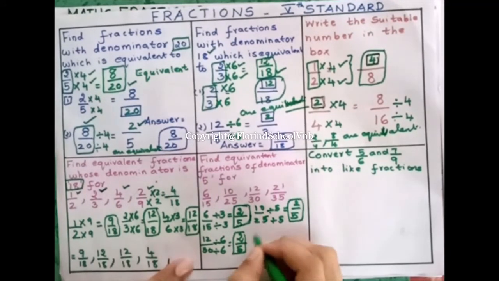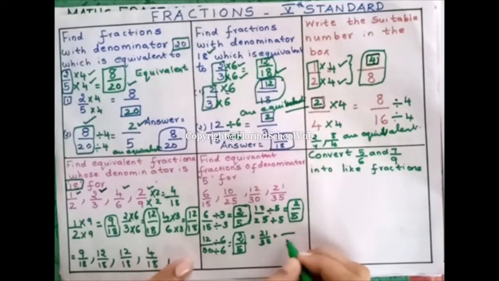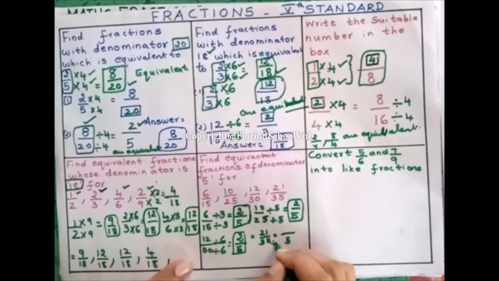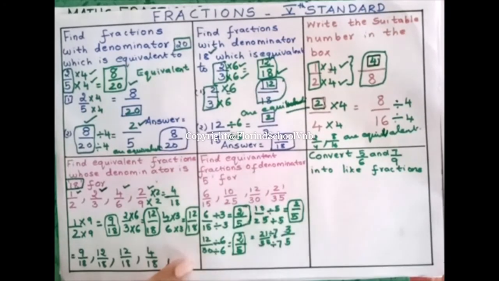Okay. Next 21 by 35. The same way, it should become 5 here. So again say the 5 tables. 5 ones are 5, 5 twos are 10, 5 threes are 15, 5 fours are 20, 5 fives are 25, 5 sixes are 30, 5 sevens are 35. So when you divide 35 by 7, you get 5. In the same way, divide 21 by 7, you get 3.